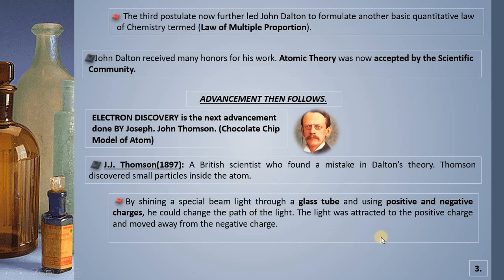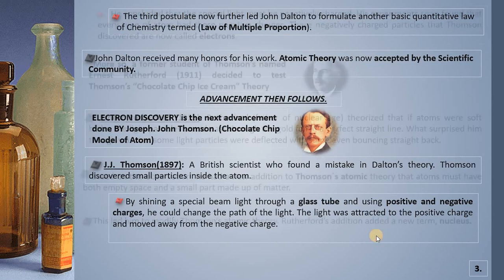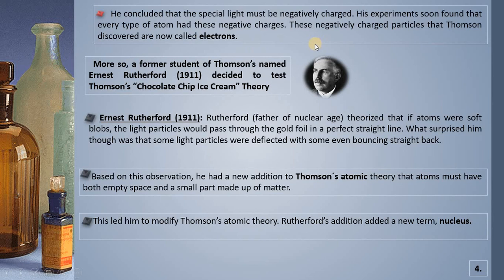So what he discovered is that the light was attracted by positive charge and negative charge tends to move away. So he now said that these negative charge particles that Thomson discovered are what he now called the electrons. So without wasting much time, remember John Thomson, J.J.